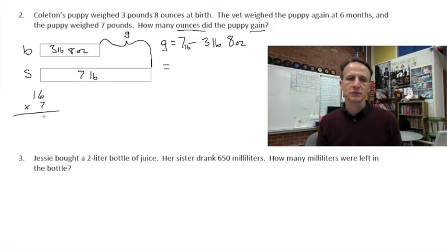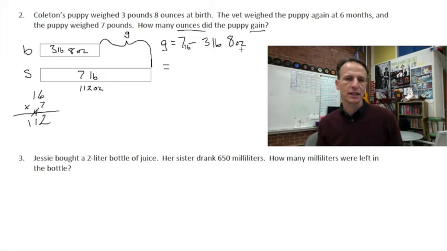So 7 times 6 is 42. 7 times 1 is 7, plus 4 is 11, so 112 ounces. And then that's the 7 pounds.